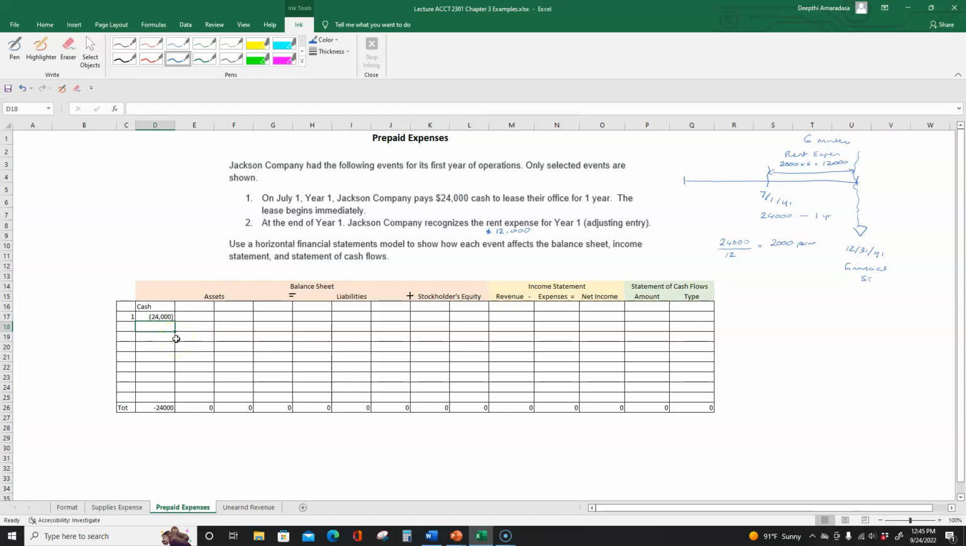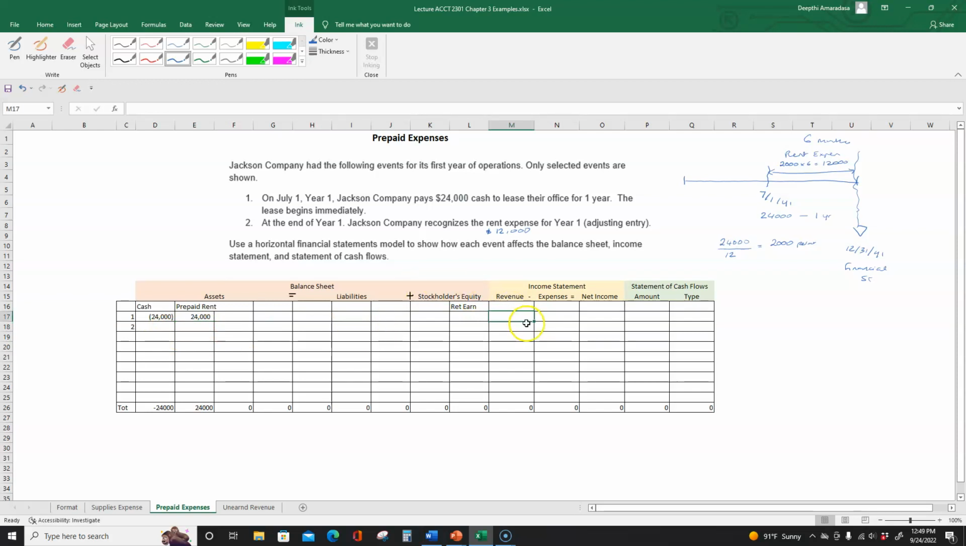Now, what else happened? We know that we have an asset called prepaid rent because this was for rent. We have prepaid rent of $24,000 where we don't need to pay rent for the next 12 months. So our prepaid rent increased by $24,000. That takes care of the balance sheet.